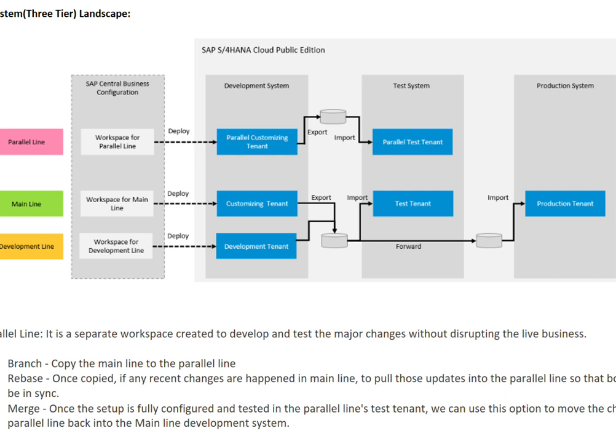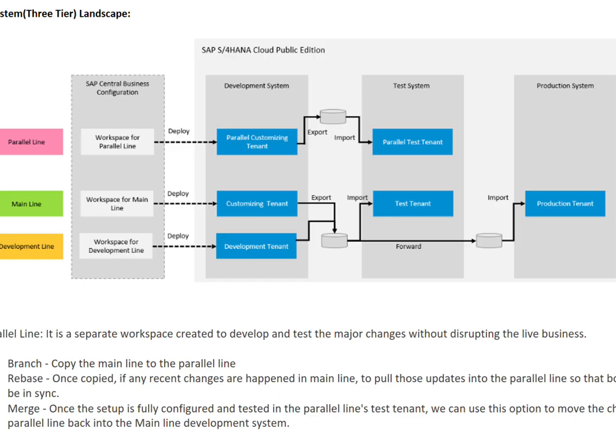Any changes that have been done will be deployed from the development system through a TR, and from the customizing tenant through a software collection, to the test tenant system by the release team through the SAP Cloud ALM tool, and similarly to the production system.